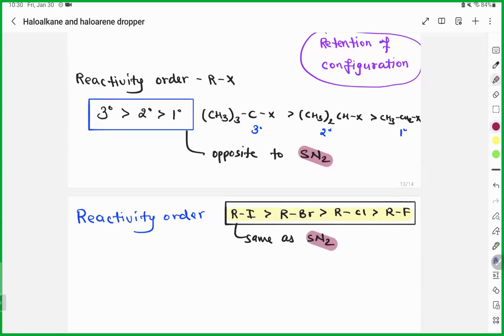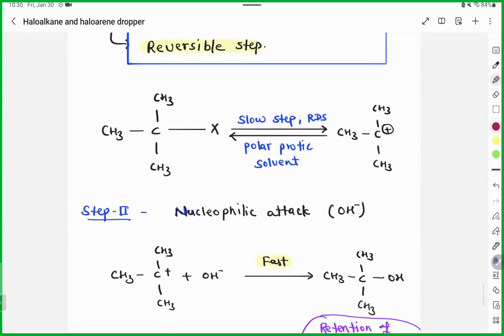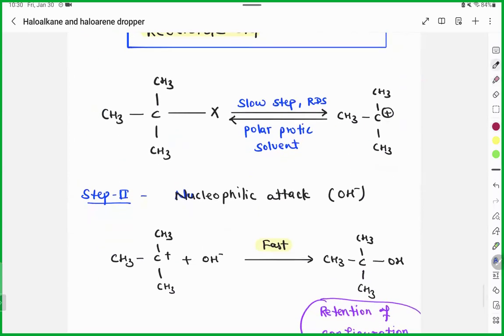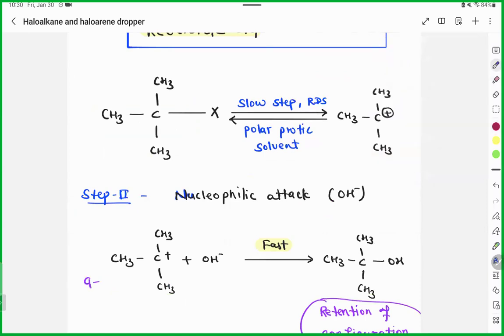You know, a tertiary carbocation is more stable because of hyperconjugation, with 9 alpha hydrogens. Correct? If you see this situation, you will have 9 alpha hydrogens, so you will have hyperconjugation.